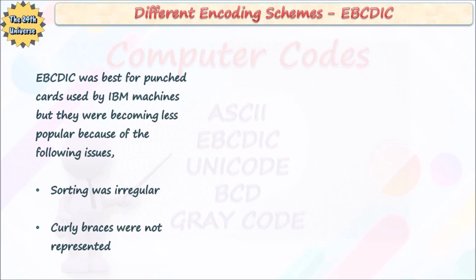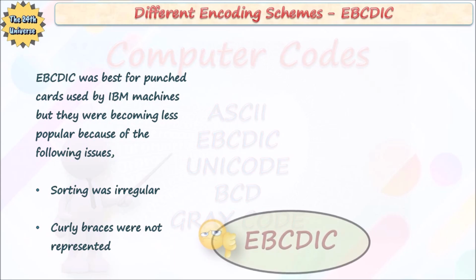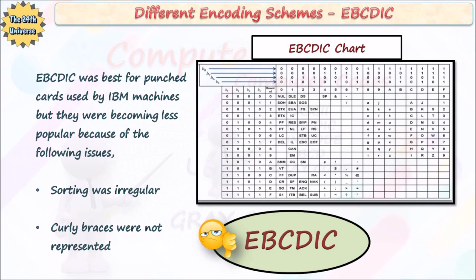EBCDIC was best for punch cards used by IBM machines, but they were becoming less popular because of the following issues. Sorting in EBCDIC put lowercase letters before uppercase letters and letters before numbers, but the same worked very well in ASCII. Curly braces, which would be used in C programming, did not exist in EBCDIC, making translation to EBCDIC systems difficult, but they existed in ASCII and had no issues.